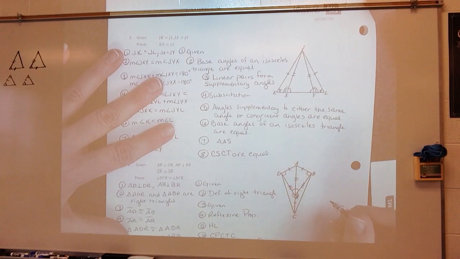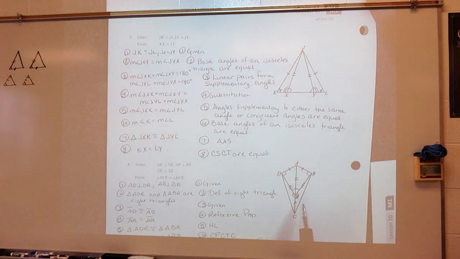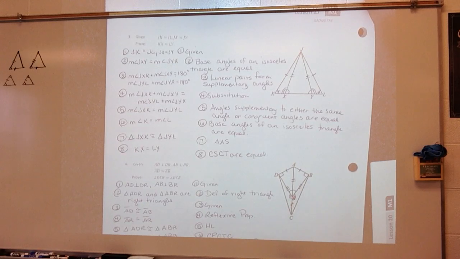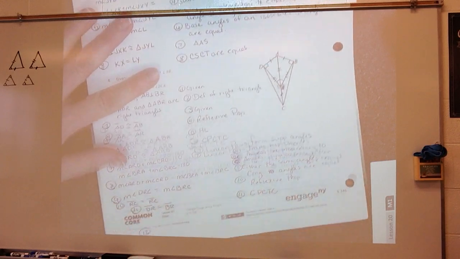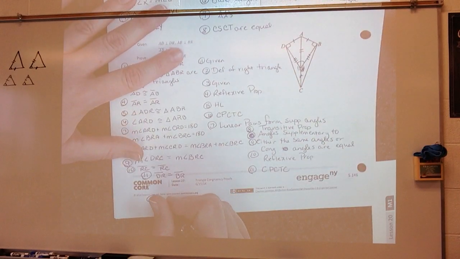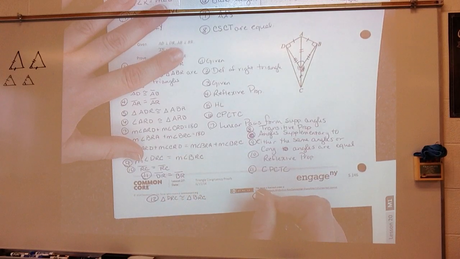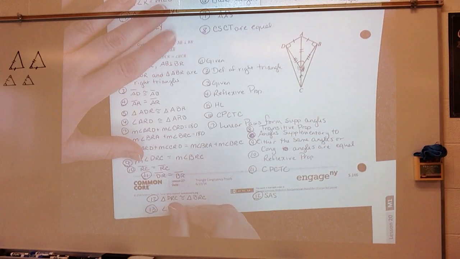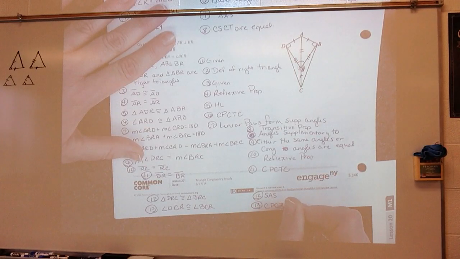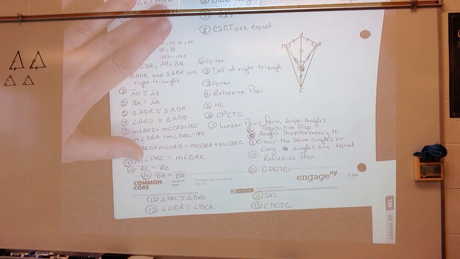With that being said, I can prove these two triangles congruent. I'm running out of room here. Make sure you can see what I'm writing. So triangle DRC is congruent to triangle BRC by side angle side. And since they are congruent, then I know that angle DCR is congruent to angle BCR. Corresponding parts of congruent triangles are congruent.